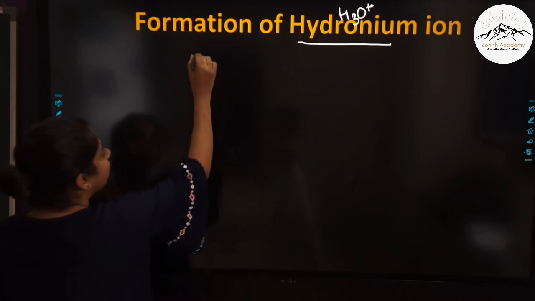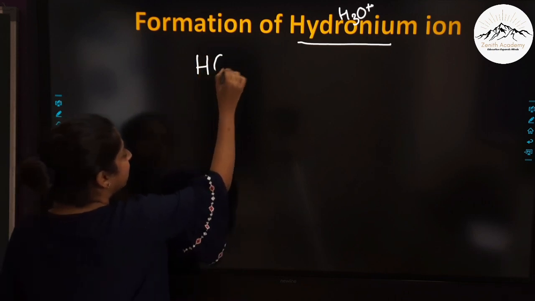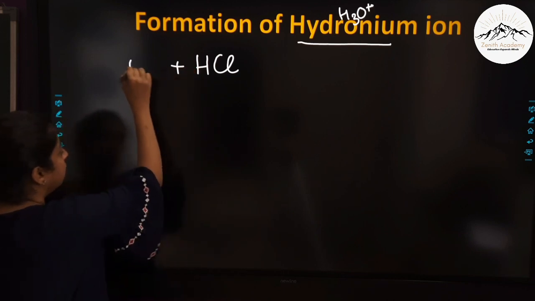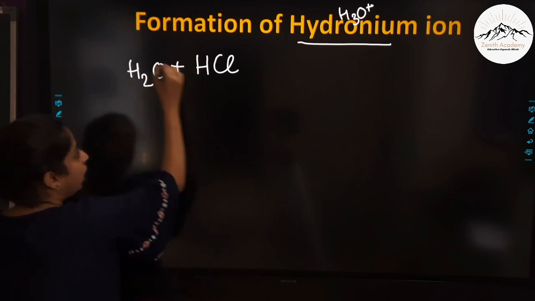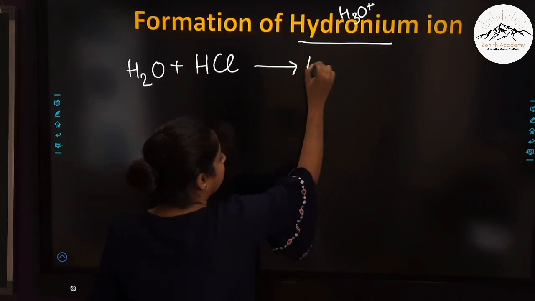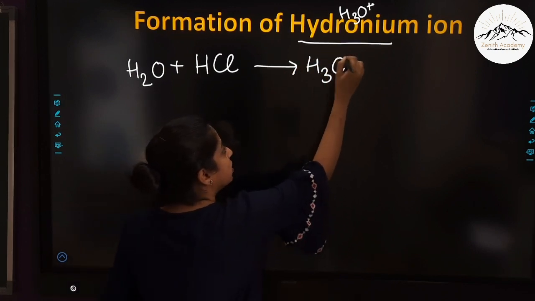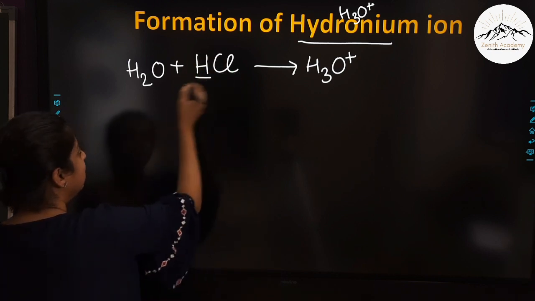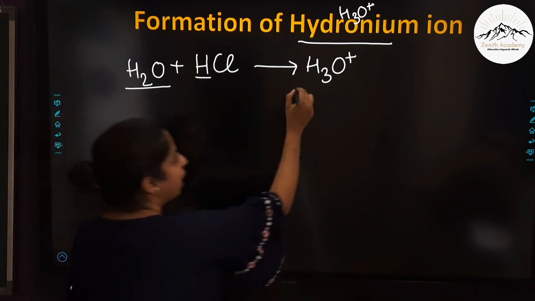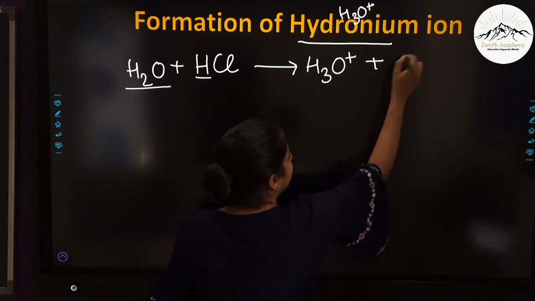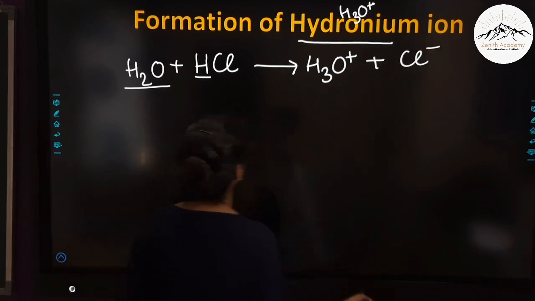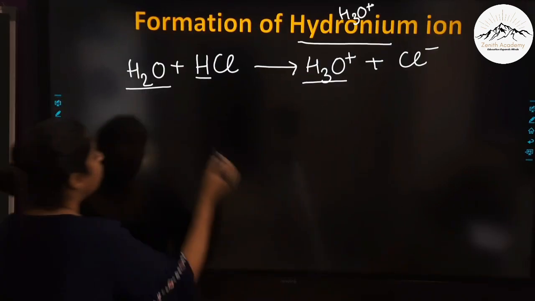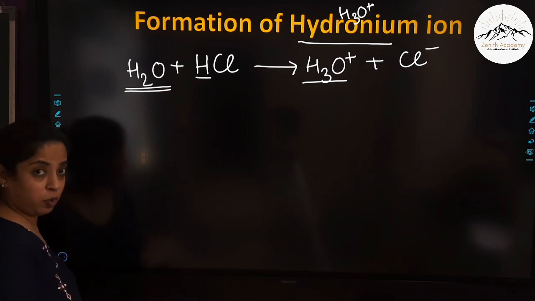Now we know that whenever an acid, here we take an acid like HCl, dissolves in water, it gives out hydronium ion as the only positively charged ion, because the H of this acid reacts with water to form H3O plus and it forms the anion. So before starting with the formation of hydronium ion, first we should know the structure of water molecule.